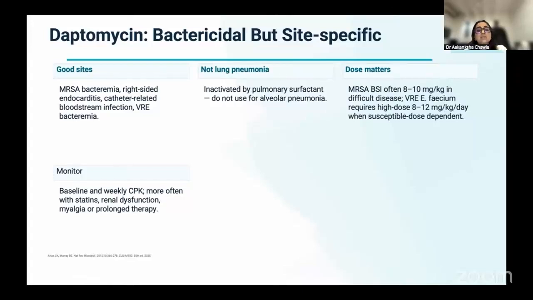The dose for MRSA bloodstream infection is 8 to 10 mg per kg. And for VRE faecium, it requires a higher dose of almost 8 to 12 mg per kg. Then you have to monitor CPK values at baseline and weekly, and also in patients on statins, watch for renal dysfunction and patients developing myalgia, and especially monitor when the patient is on prolonged therapy.